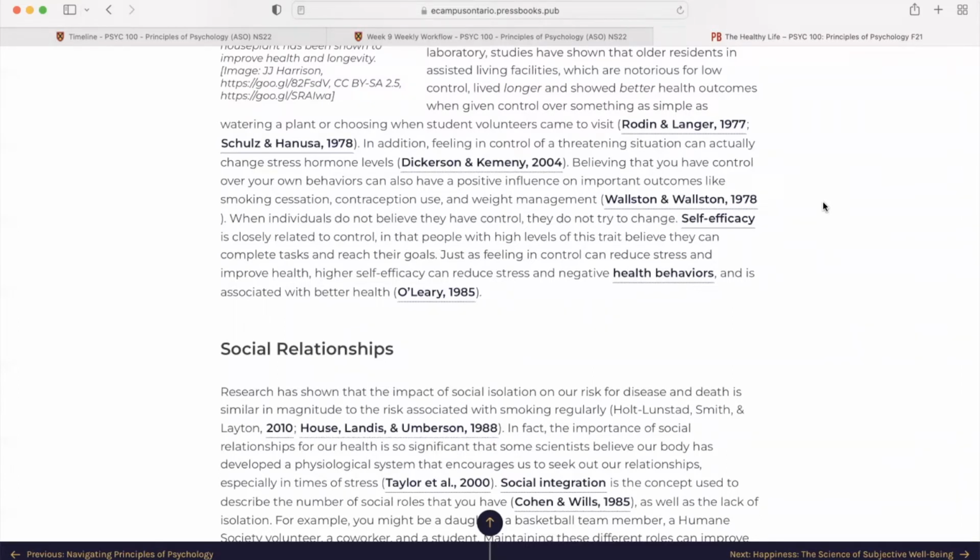Self-efficacy is closely related to control in that people with high levels of this trait believe they can complete tasks and reach their goals. Just as feeling in control can reduce stress and improve health, higher self-efficacy can reduce stress and negative health behaviors and is associated with better health.